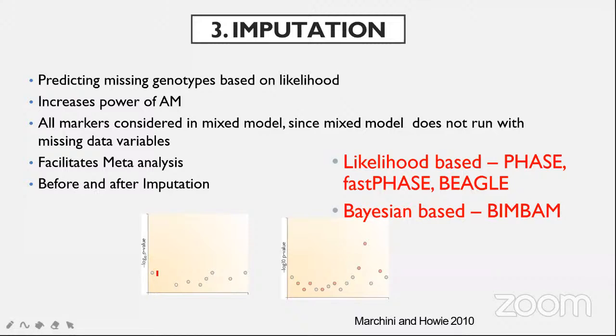Here is an example. You have these markers that are a bit distant apart. But by imputing, I added 3 more markers here, increasing the resolution.